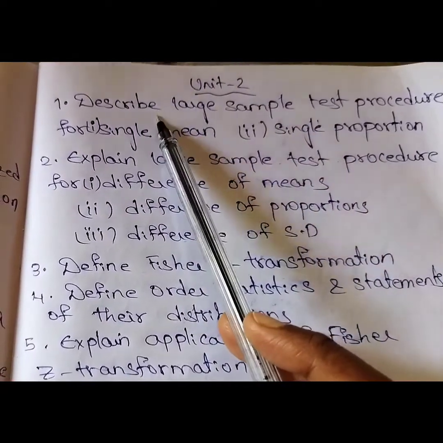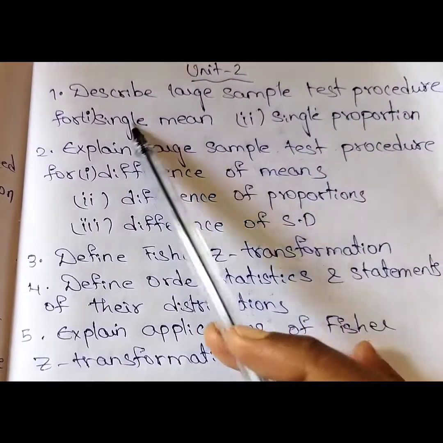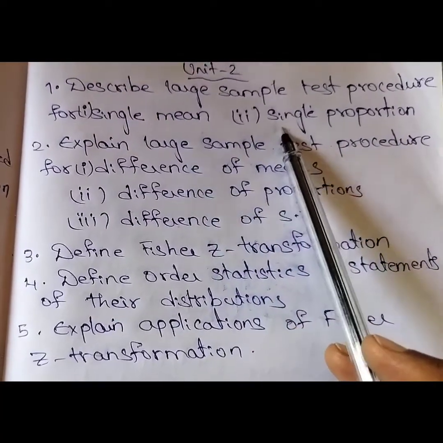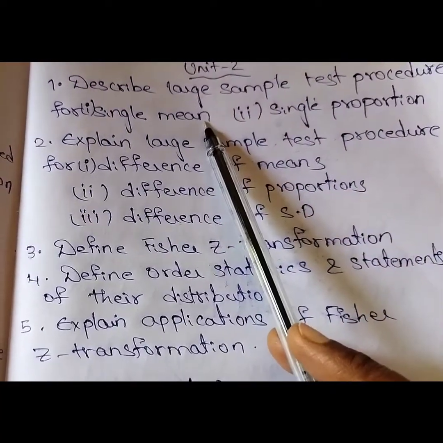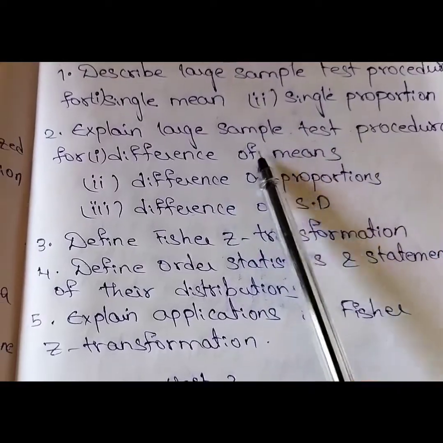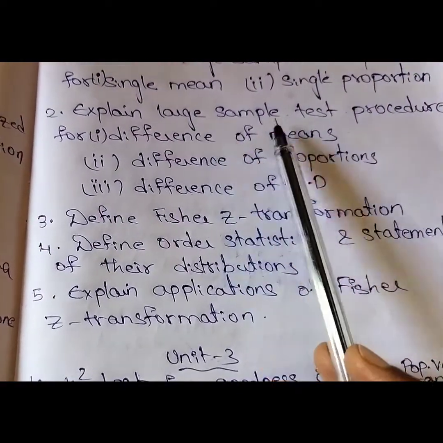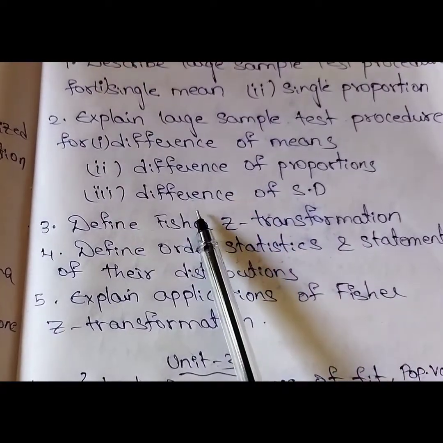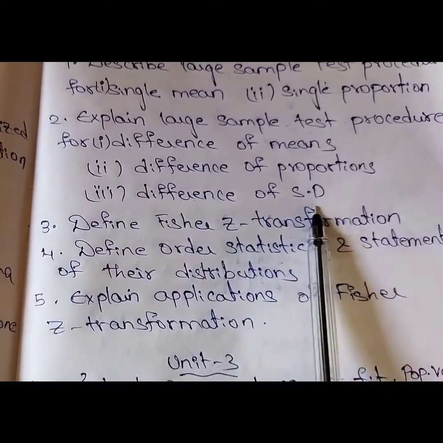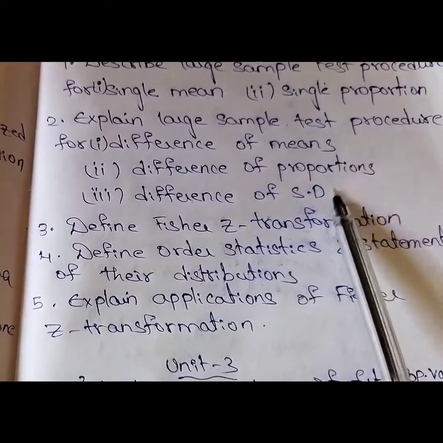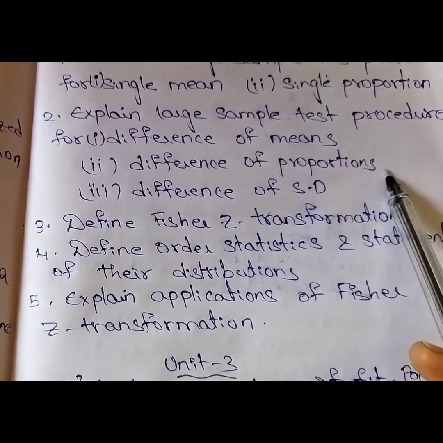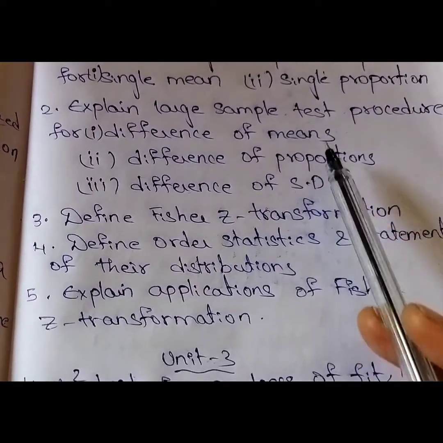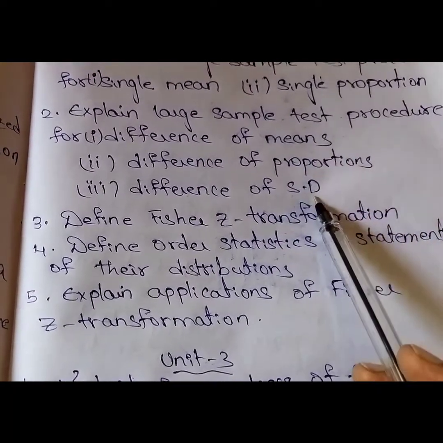Unit 2. Describe large samples test procedure for single mean, single proportion. These 2 answers you can expect for short answer, 4 marks. Next, explain large samples test procedure for difference of mean, difference of proportions, difference of standard deviation. From these 3, any one you will get for long answer. Sometimes along with these methods they may ask you problems related to these 3 methods only.